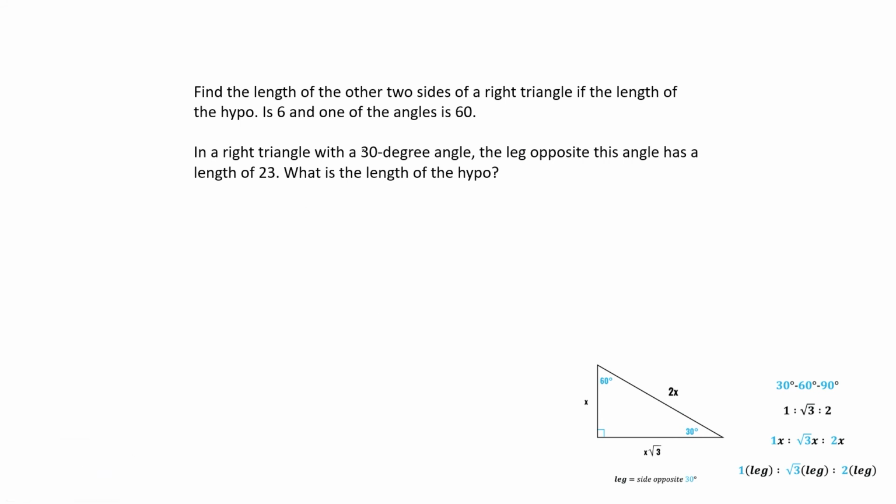In our right triangle with a 30-degree angle, the leg opposite this angle has a length of 23. What is the length of the hypotenuse? I'm too lazy to type it out. I can't spell it. So opposite 30 degrees is our shorter side, and our x is 23. So the length of the hypotenuse is 46, 2 times 23. You'll obviously get more complicated problems with this, but that is the gist of it.